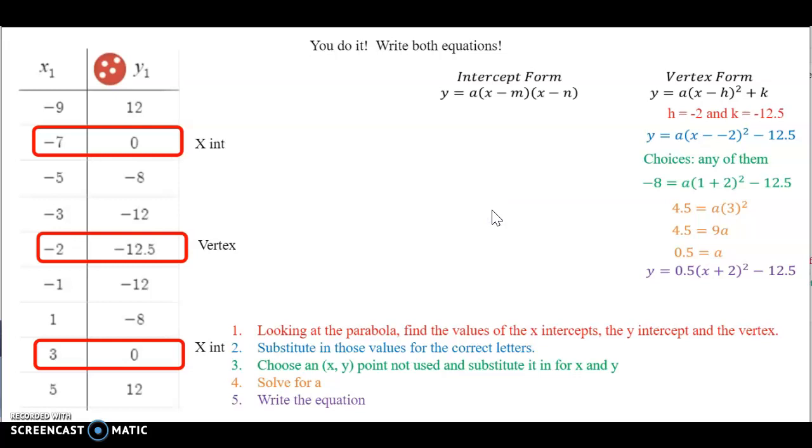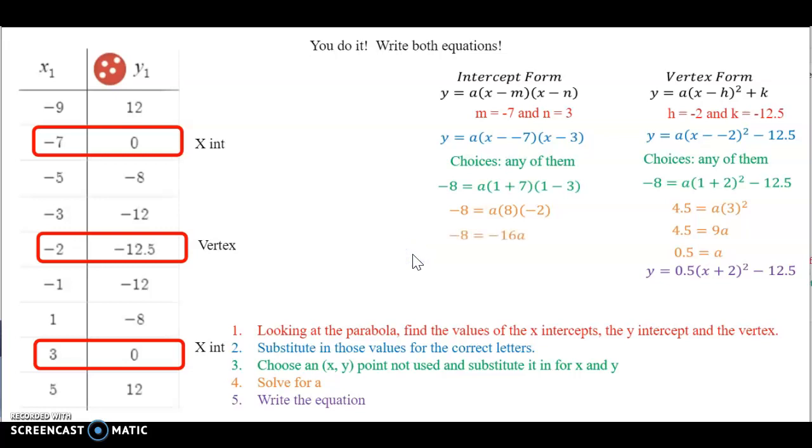Okay, if I was to look for intercept form, intercepts are -7 and 3. So -7 and 3 are m and n values. Substitute those into the equation, and then you choose any other point. I believe I chose (1, -8) again. Substitute those values in, and you are left with -16a is equal to -8. Divide both sides by -16. a is 0.5, and therefore y is 0.5 times (x plus 7)(x minus 3).